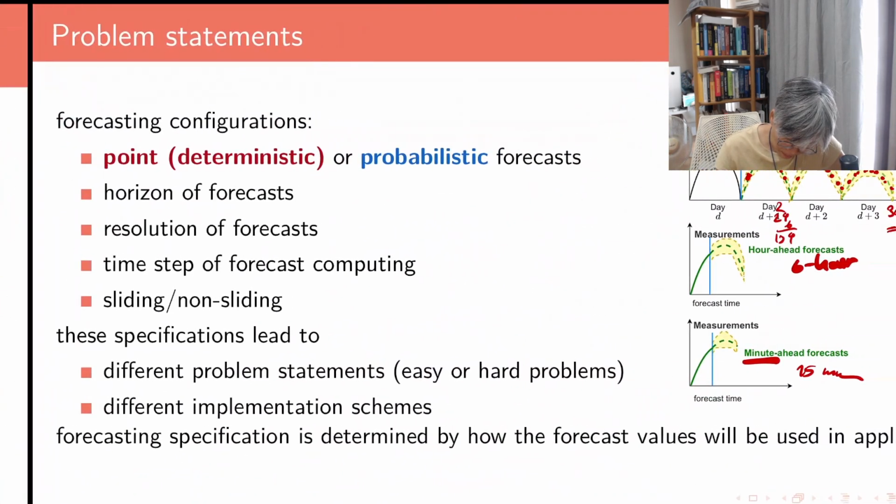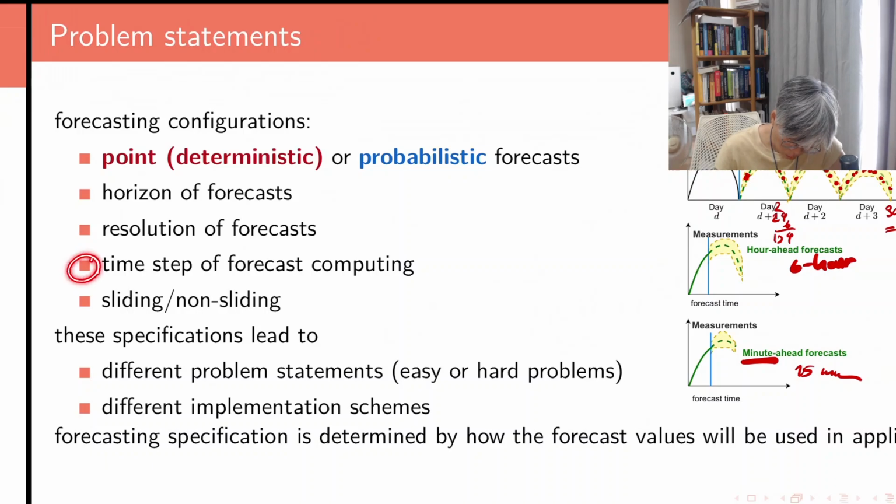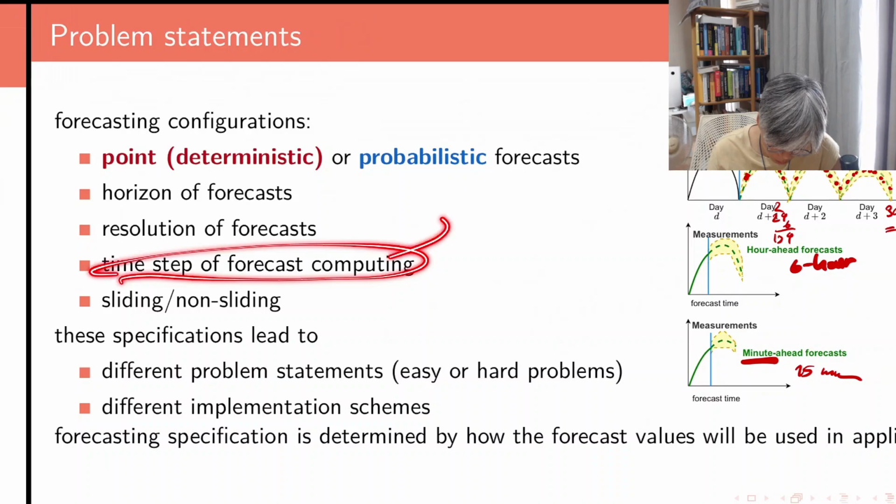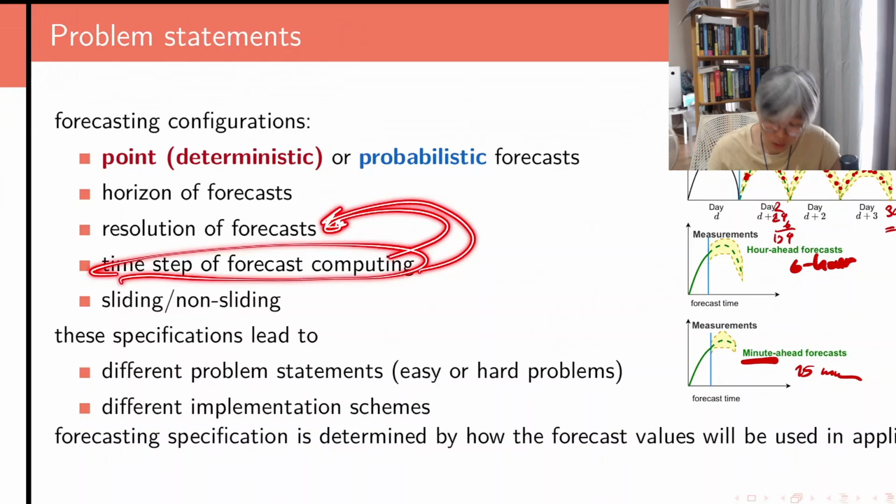Okay, the fourth bullet is the time step of forecast computing. This configuration is relevant when you deploy the model, when you actually implement the model on the platform and infer the forecast values. How often would you execute your forecasting model? This doesn't have to be the same as the resolution of the forecast, but you might see that people set these two to be the same.